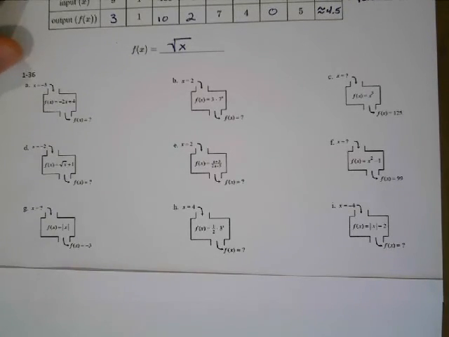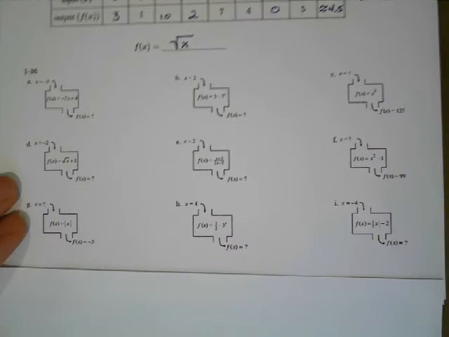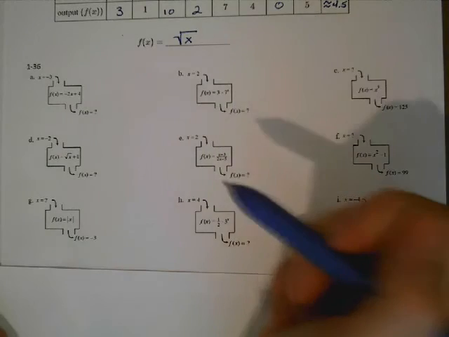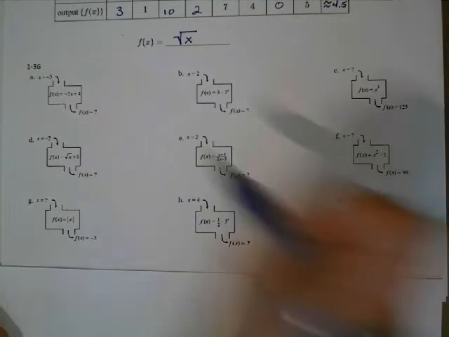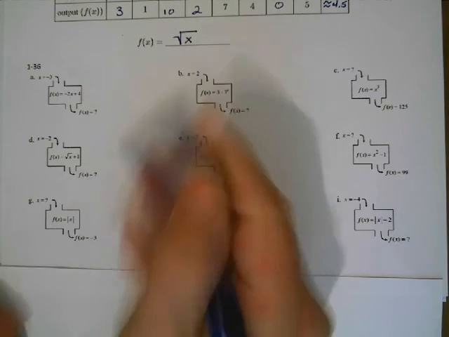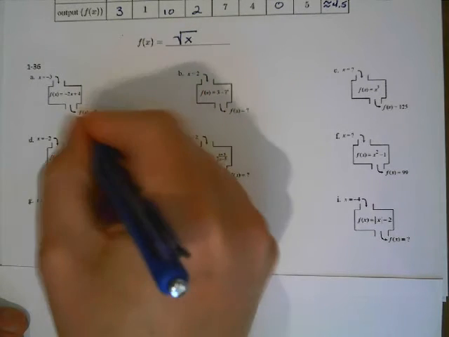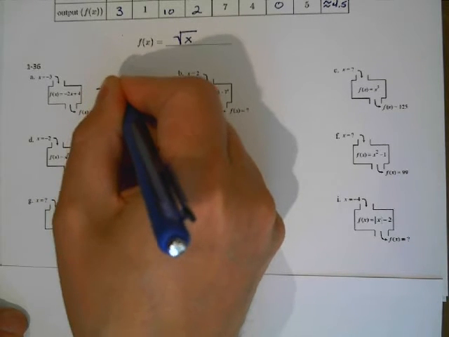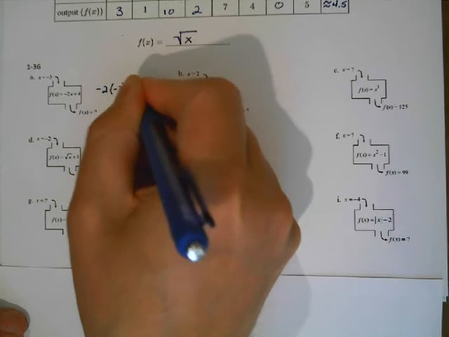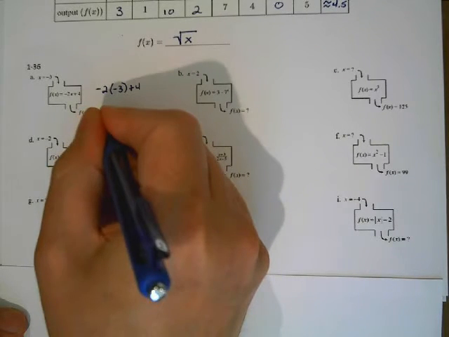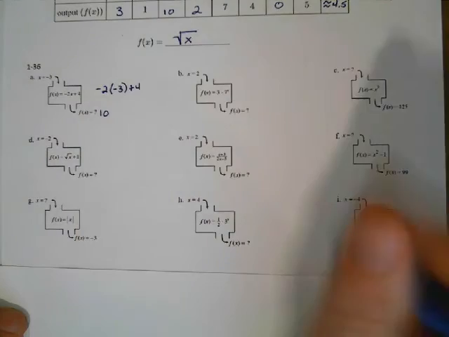All right, moving on. I've got all these lovely little functions. You might have to blow up your screen. I didn't know this would be this small. But anyways, we're going to fill out the rest of these. So this one, the function is negative 2x plus 4. The input is negative 3. So it wants to know the output. So I'm going to do negative 2 times the input, negative 3, plus 4. So negative 2 times negative 3 is 6. 6 plus 4 is 10. So f of x is 10.